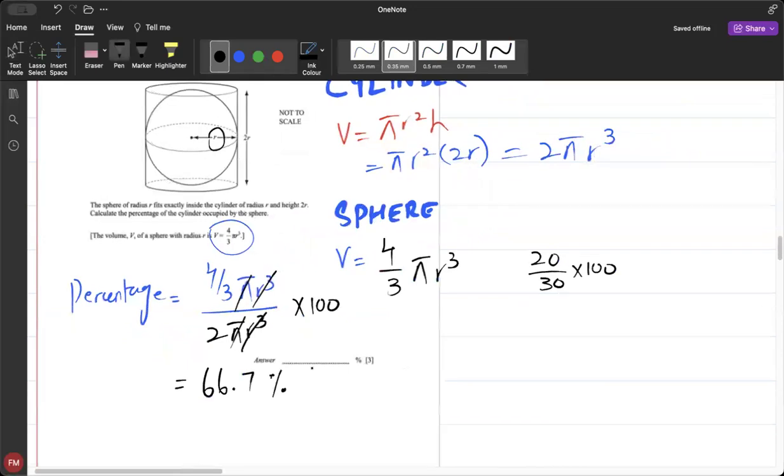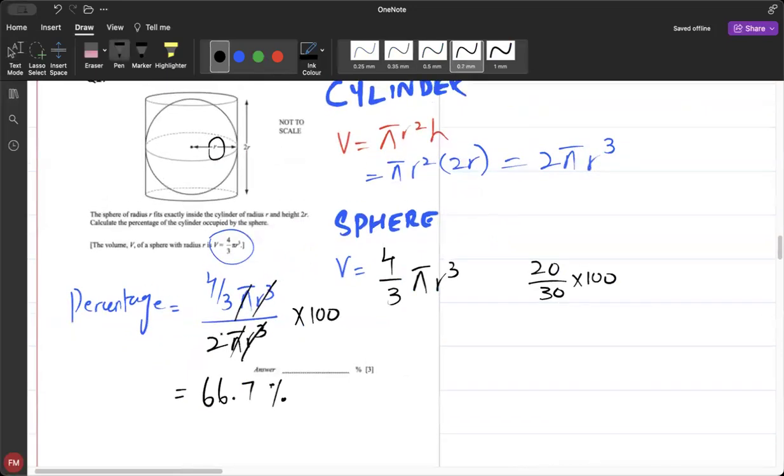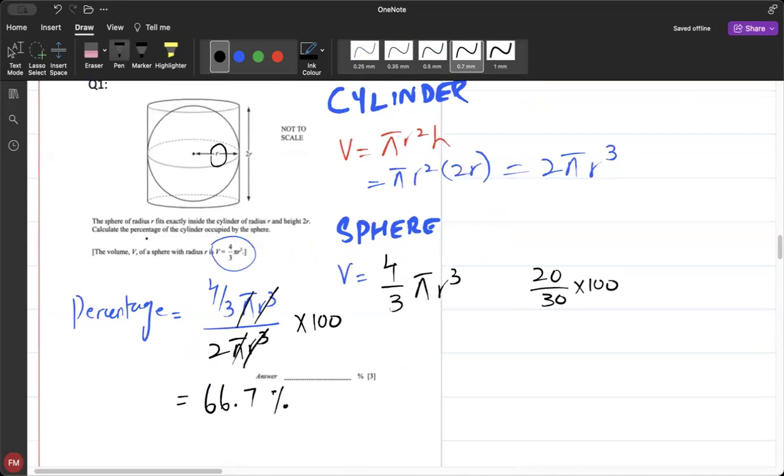Let me tell you the kind of mistakes I've seen. I've seen some students taking the cylinder in the numerator because they think that's how it's phrased. Calculate the percentage of the cylinder. You have to see in which context they are saying it. Occupied by the sphere. So they're asking us how much percentage that sphere actually occupies of that cylinder. So this is how we do it. I hope that makes sense.